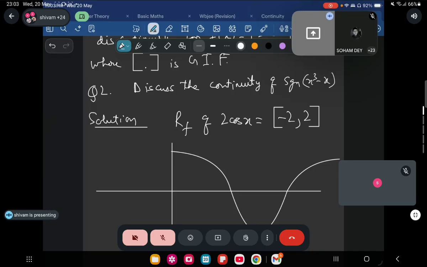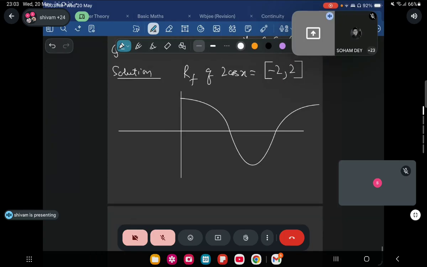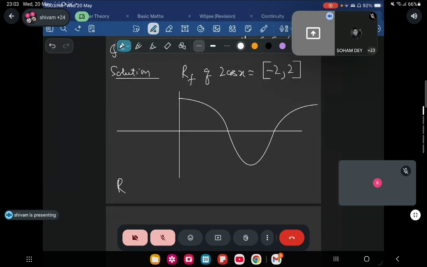So the graph is not correct. Okay, so we need to understand at what points they are becoming an integer. So what are the integral values it can take? Range of 2 cos x. Everyone pay attention. Range of 2 cos x.